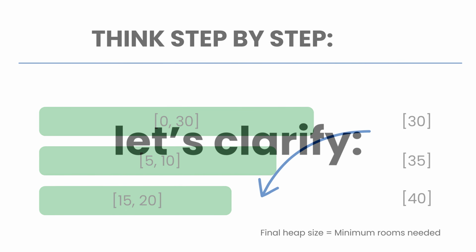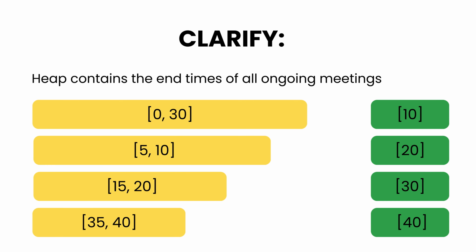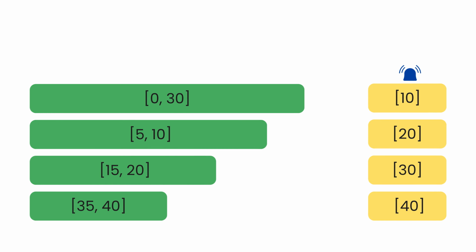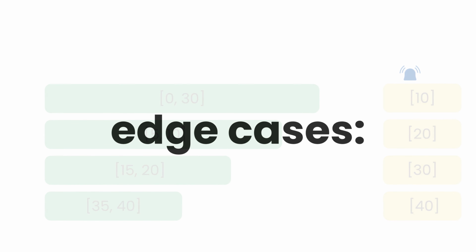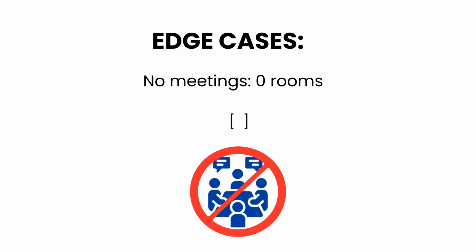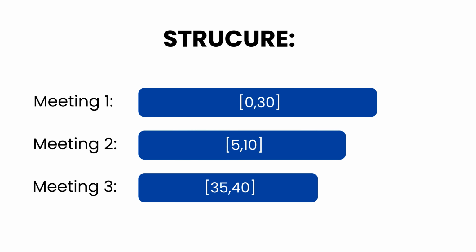The heap size at any moment tells you how many rooms are in use. Let's clarify. The heap contains the end times of all ongoing meetings. Always pop from the heap when a room frees up, i.e., when a meeting ends before the next starts. Edge cases: no meetings, 0 rooms. All meetings overlap: you need as many rooms as meetings.